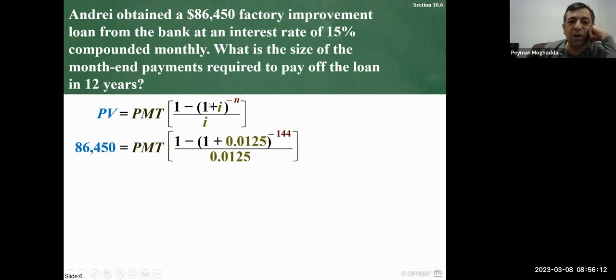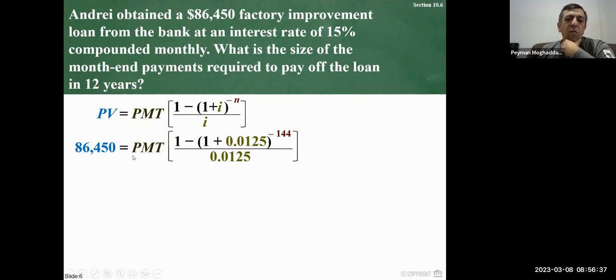So now if you put it in the equation for present value, so we have present value 86,450. And we have interest rate, which we already calculated, 15 divided by 12. It's going to be this one divided by 100. And then also we have N, which is the total number of payments, which is going to be 144. We put in this equation. Now we have to solve it for PMT, right?